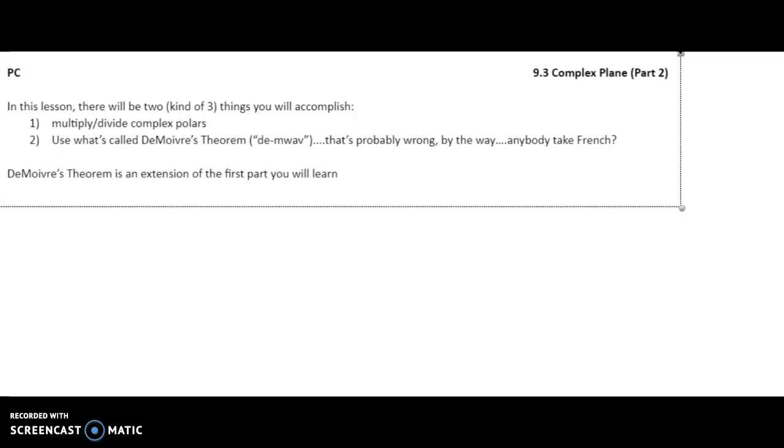All right, welcome to 9.3 part 2. It's an extension of part 1. We're going to continue looking at polar expressions but with complex numbers.